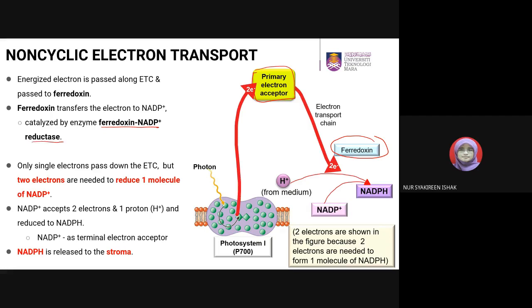Okay, so only single electron passes down the ETC, but two electrons are needed to reduce one molecule of NADP plus to become NADPH. Okay, requires two electrons. So it means that NADP plus will accept two electrons and one proton and reduce to NADPH. So the function of NADP plus is to function as the terminal electron acceptor. So NADPH is reduced in the stroma.